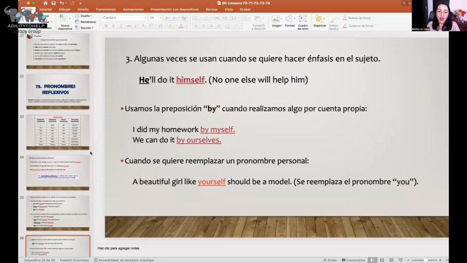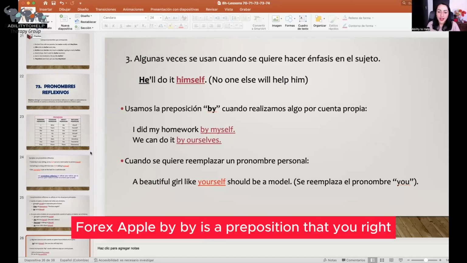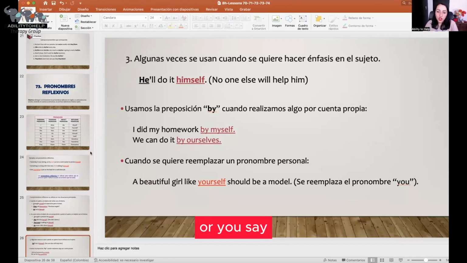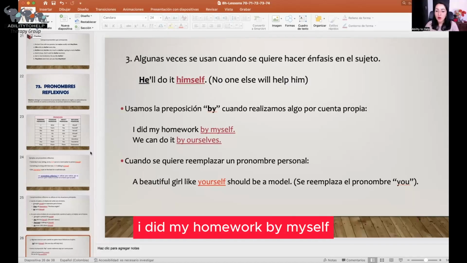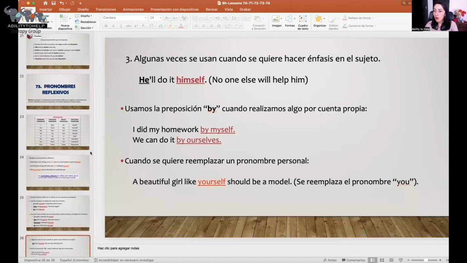So, for example, by. By is a preposition that you write or you say when you want to explain that you did something by yourself. I did my homework by myself. Nobody else helped me. So when you write by, it is because you did it. You did that action.